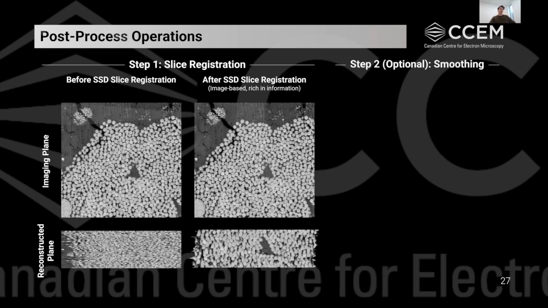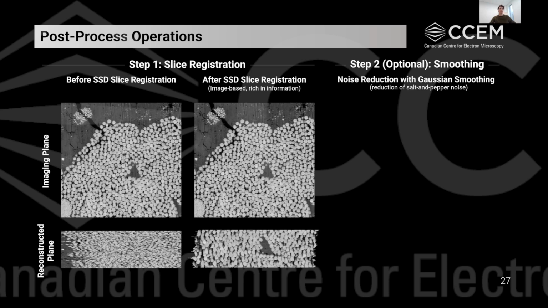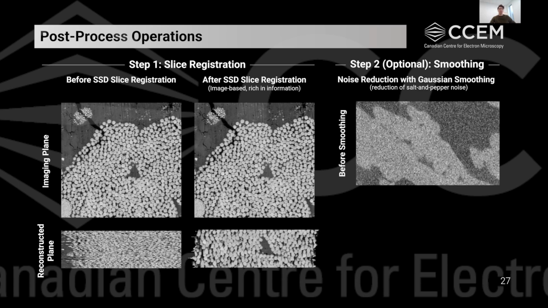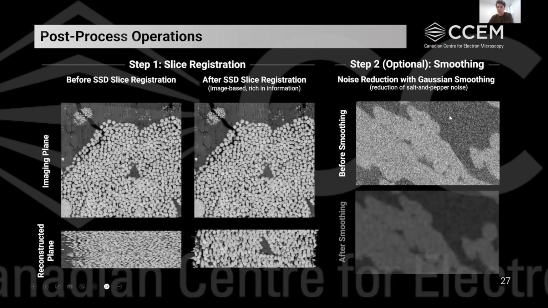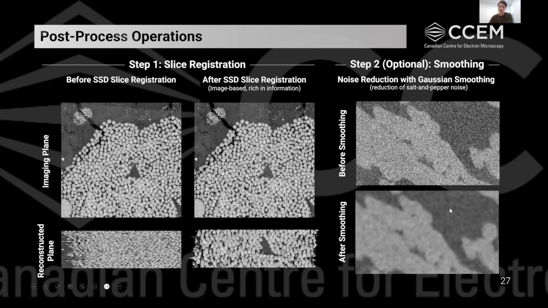As well as an optional step, after we've done this form of slice registration, we can do a noise reduction technique using something like Gaussian smoothing. So if we have an image that has this type of salt and pepper type noise, or impulse noise as it's called in the imaging world, we can apply smoothing operations to be able to normalize the gray levels to make our life easier in segmentation and actually more clearly delineate the boundaries of our features of interest.